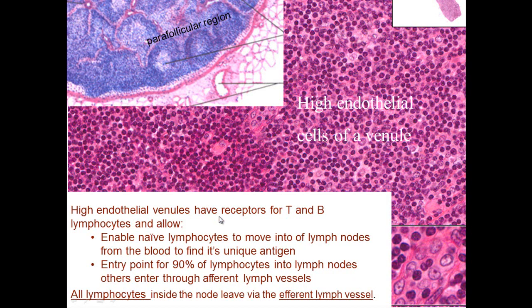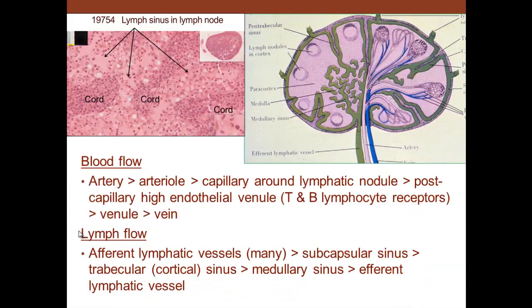So high endothelial venules have receptors for T and B lymphocytes and they enable naive lymphocytes to move into the lymph node from the blood to find their antigen. It's part of the recycling. They keep recycling through until they find their specific antigens. It's the entry for about 90% of the lymphocytes into the lymph node. Others may enter through the afferent lymphatic as well. But regardless of how they came in, all of the lymphocytes exit. Whether they come out of the blood or come through an afferent lymphatic, they will exit through the efferent lymphatic.